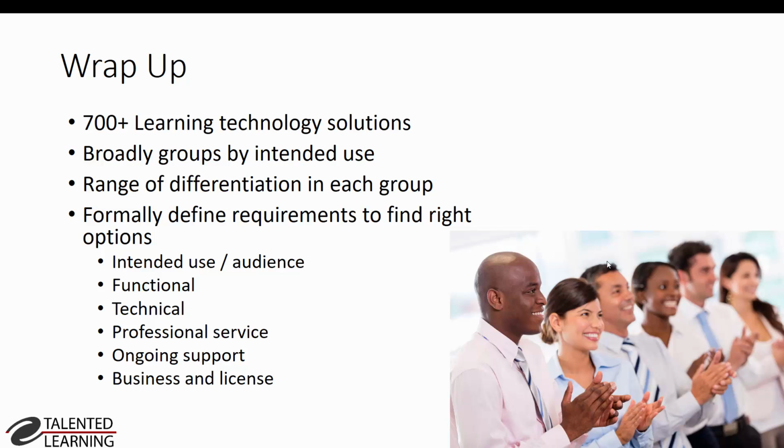The best way to do that is to formally define your requirements to find the right option. And that's really focusing on those 6 areas of intended use, the functional use cases, the technical requirements, the professional service requirements, ongoing support, and business and license model requirements.